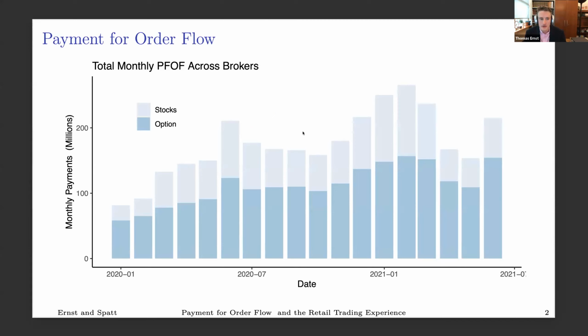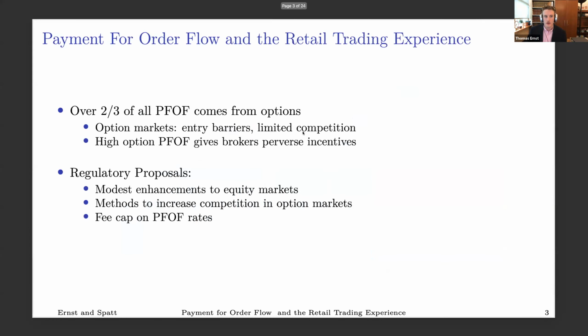And what got Chester and I really interested in this market is if you look at the actual payments, this graph is the total monthly PFOF that brokers are bringing in each month. Over 2/3 of all the payments are actually in the option market. And so what we're going to look at in this paper is, why is the market structured like this? And we're going to show that there are some problems in the option markets. We think there are some specific entry barriers that limit competition.